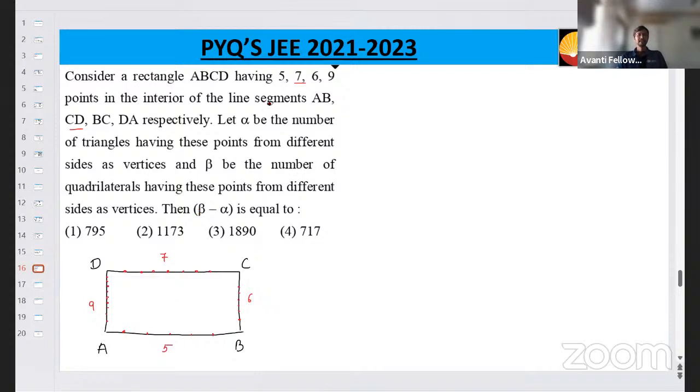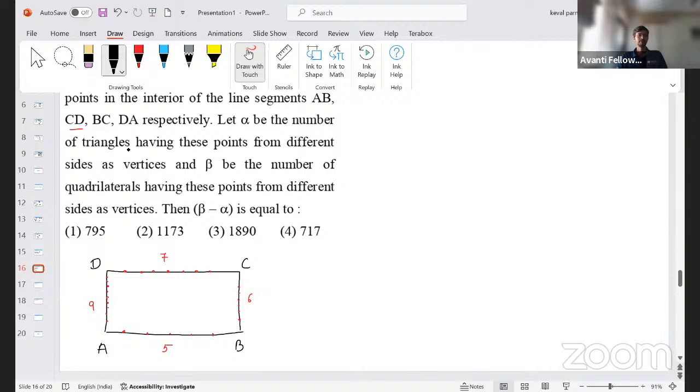Now let alpha be the number of triangles having these points from different sides as vertices. Correct? And beta be the number of quadrilaterals having these points from different sides. Then beta minus alpha. Okay, so to make a triangle we need 3 points. So first we have to select 3 points from any of the sides.